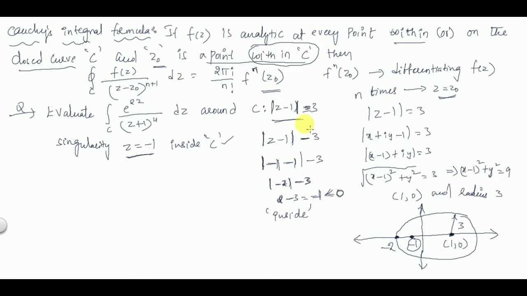Okay, so for some values, if you find that this value is greater than 0, then we can say that the singularity is outside the given contour. If this value is less than 0, it is inside the given contour. If this value is greater than 0, it is outside the given contour. So this is how we can find very simply, and this is how we can prove diagrammatically for this particular question.